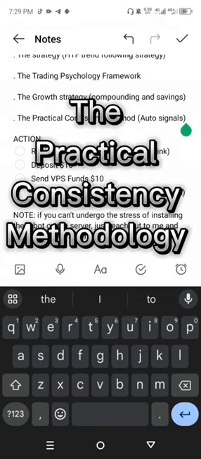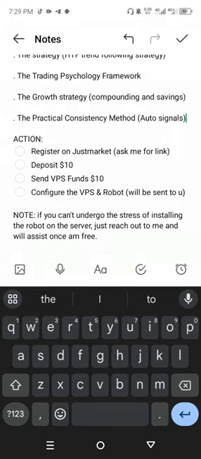So the next thing here is the practical consistency method, auto signal. This is about the robot I said is going to be helping us to generate the signals on the chart. Each and every one of us is going to have their own. They'll be sending you messages on your devices, on your MT4 or your MT5.